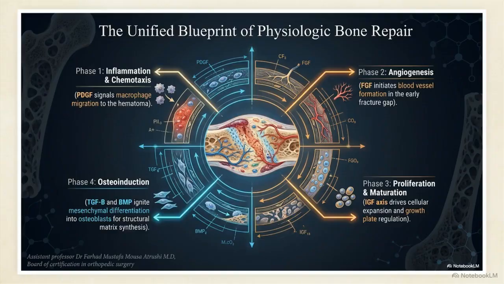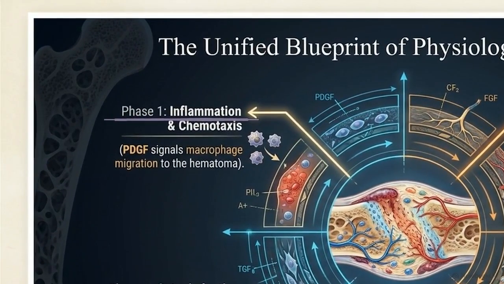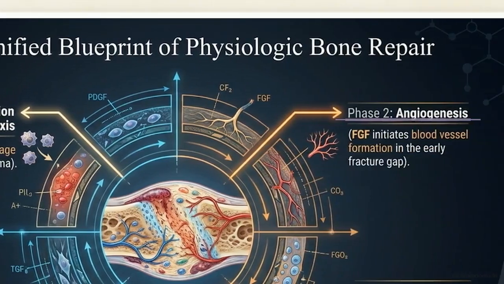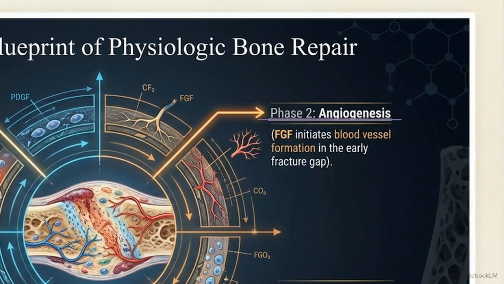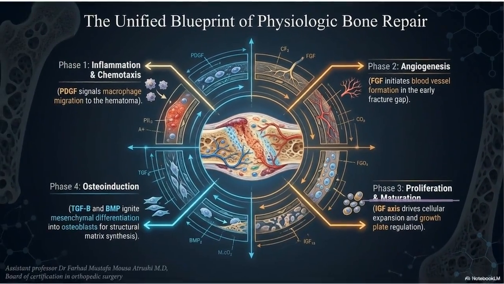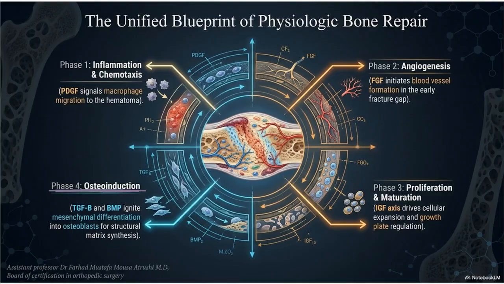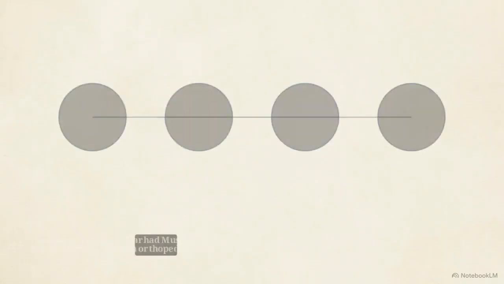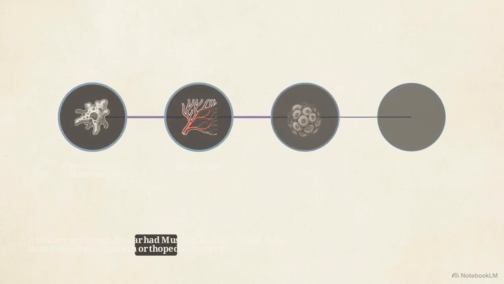True physiologic repair requires all these molecular factors to fire in a highly choreographed sequence. In Phase 1, PDGF signals macrophage migration to the hematoma. Phase 2 follows immediately, with FGF initiating blood vessel formation in the fracture gap. In Phase 3, the IGF axis drives cellular expansion, leading to the terminal Phase 4, where TGF-B and BMP ignite structural matrix synthesis. Fracture healing is a chronological relay race between inflammatory chemotaxis, angiogenesis, proliferation, and terminal osteoinduction.